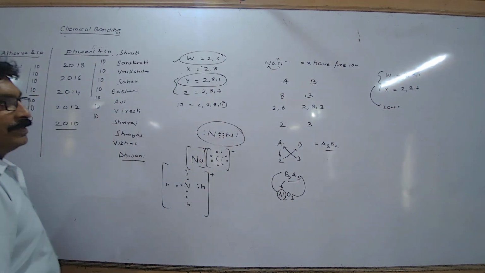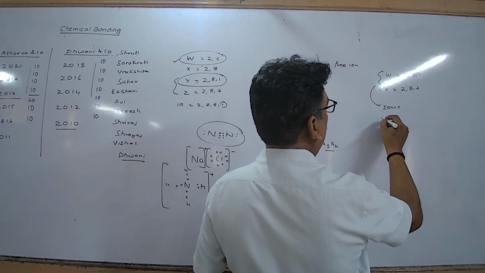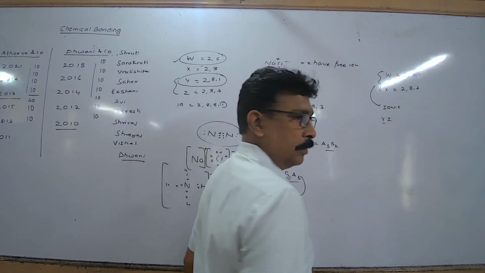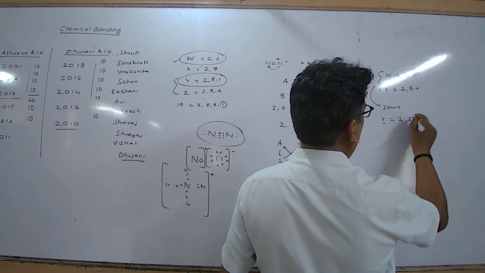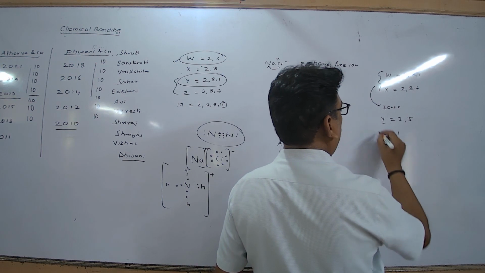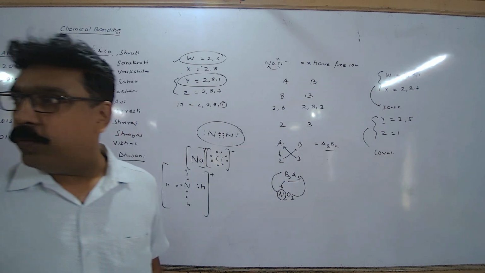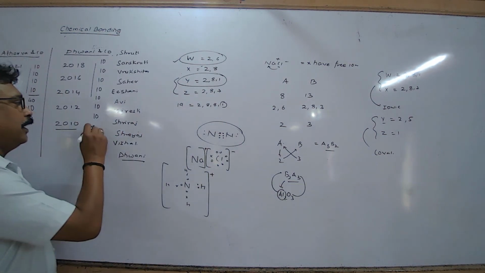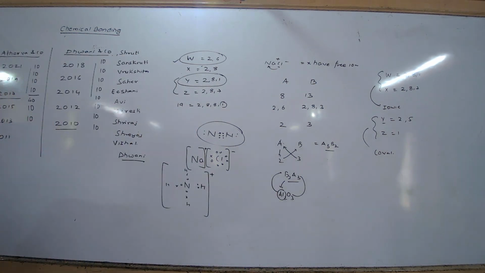Then the second part. Y and Z. Y is 2 and 5. Z is 1. Covalent bond. Okay? 10 points. Any other question? Is there a question in this one?